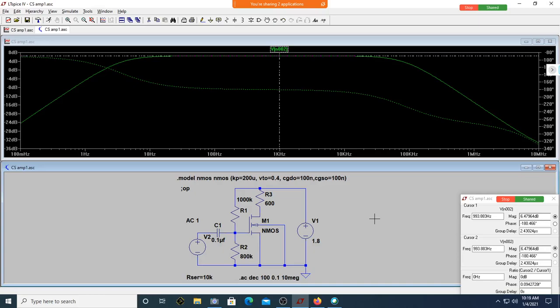And also you can calculate what is F3, which is equal to 1 over 2 pi R out into C out, where C out is equal to CGDO into 1 plus 1 over AV, which I already calculated as, sorry, that capacitance is 65.83 picofarad.